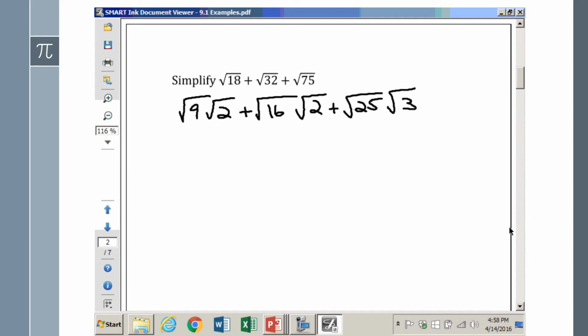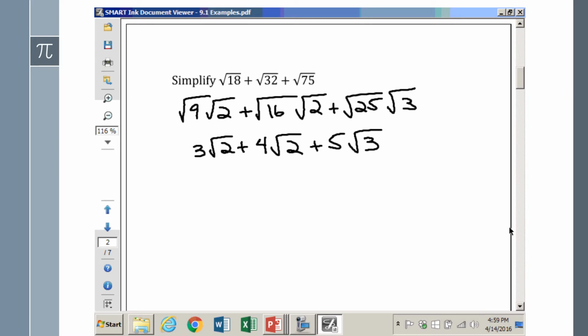Now we'll go ahead and simplify our perfect squares. So this one becomes 3 times the square root of 2 plus 4 times the square root of 2 plus 5 times the square root of 3. The thing we need to keep in mind is that radicals are treated like variables, and the numbers in front are being multiplied, such as coefficients, with those variables. So we would treat the square root of 2 as x and the square root of 3 as y. So we're not going to combine unlike terms.